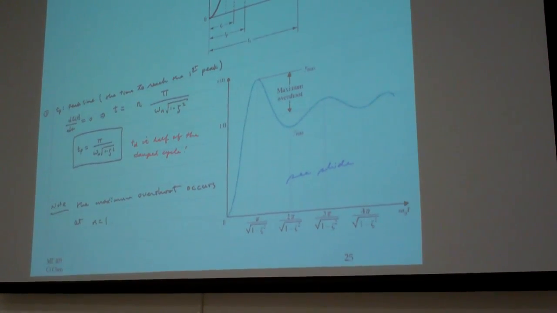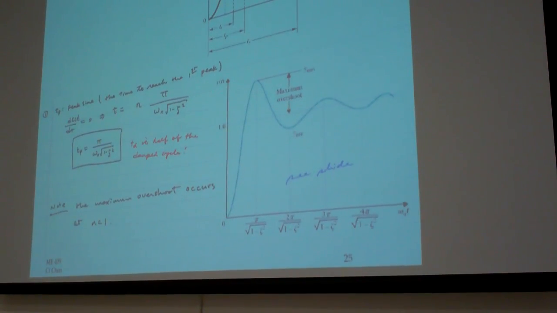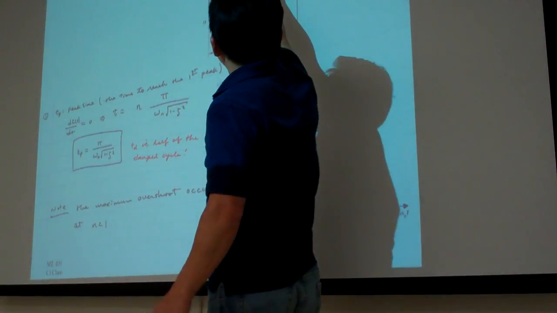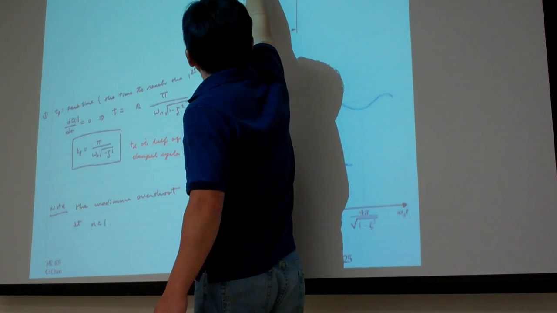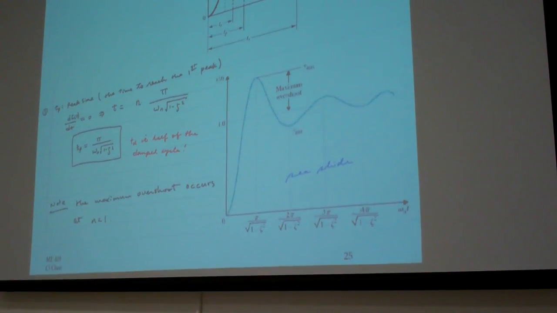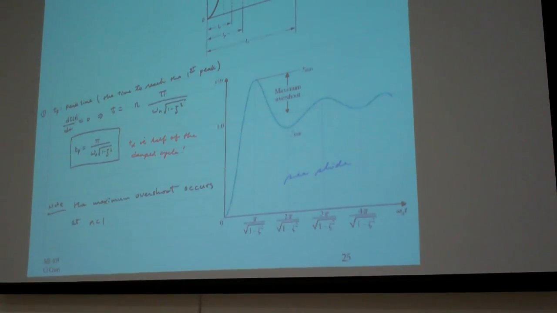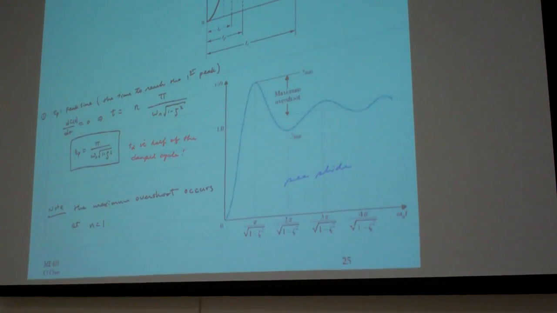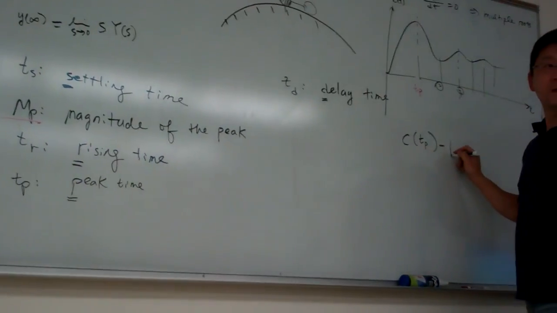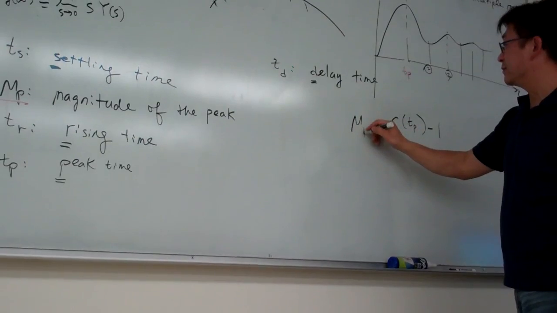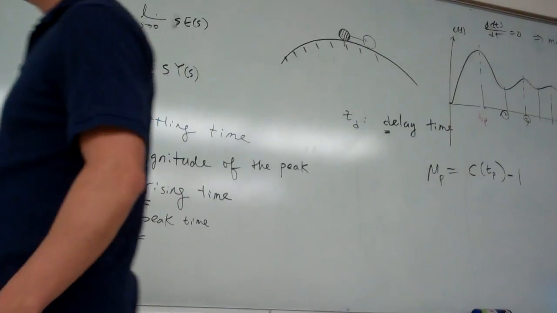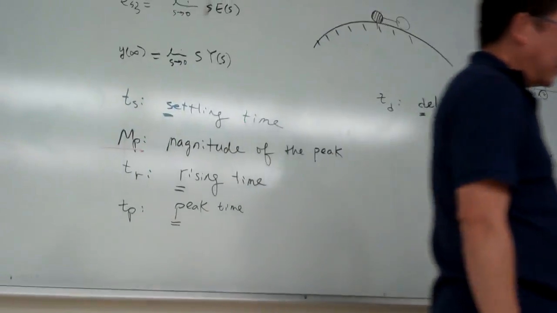Then who can tell me how to calculate NP? What is NP? NP is the magnitude between the value and 1. So the value at TP minus 1, right? Okay, so that is NP. Will it be straightforward? Okay, and so for NP, that'll be the next page.